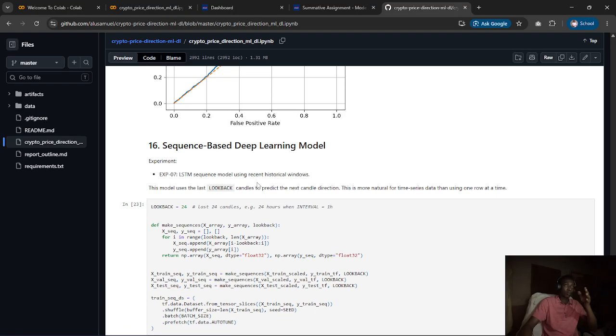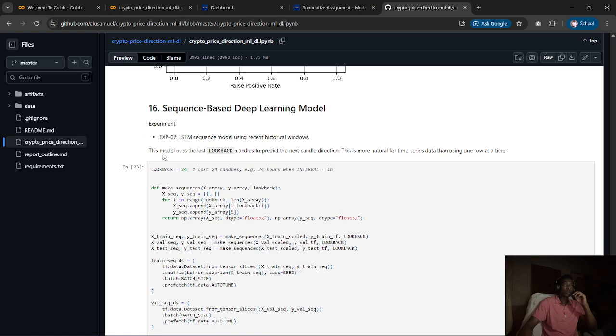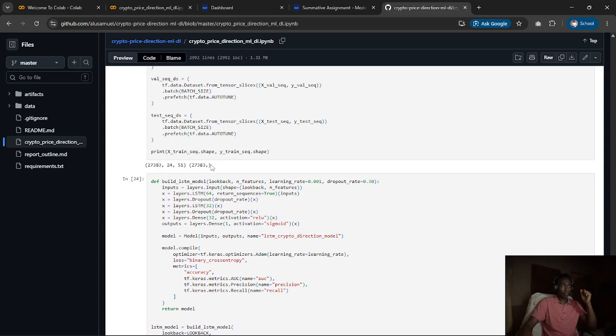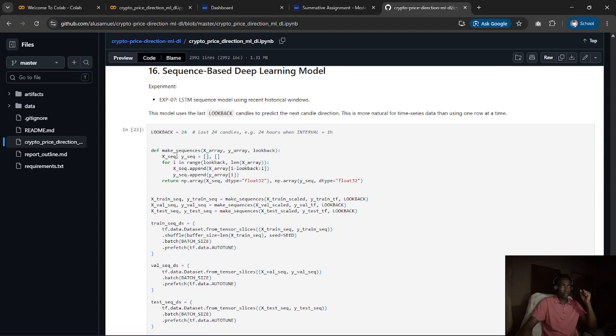So going to the sequence-based deep learning model, and this one, which is experiment 7, the sequential model using the recent historical windows. So this model uses the last lookback candles to predict the next candle direction. This is more natural for time series data than using a single row at a time.